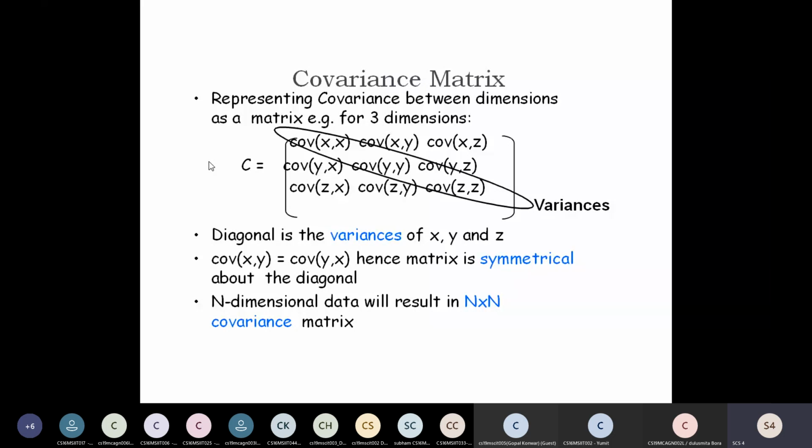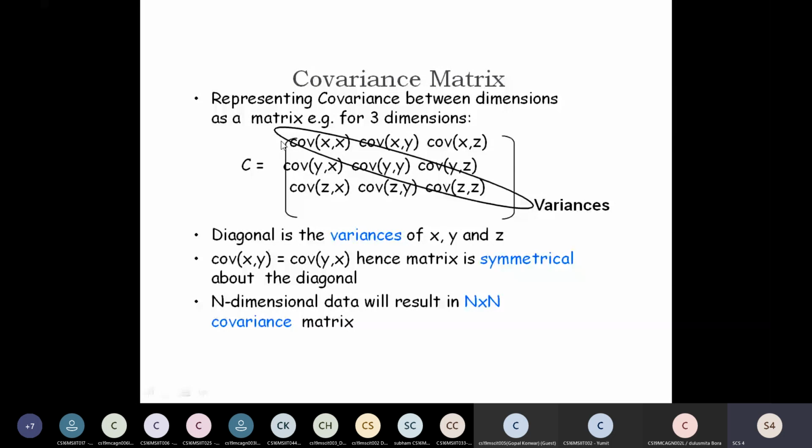Can anybody answer this question? Well, no problem. I'm giving you the answer. In the diagonal, you will find the variances.